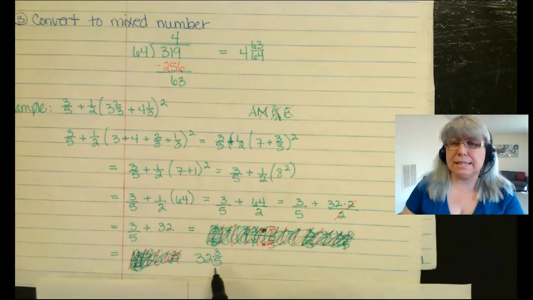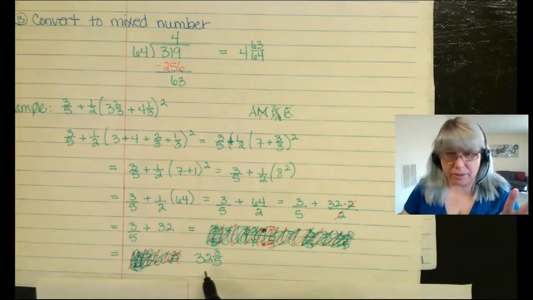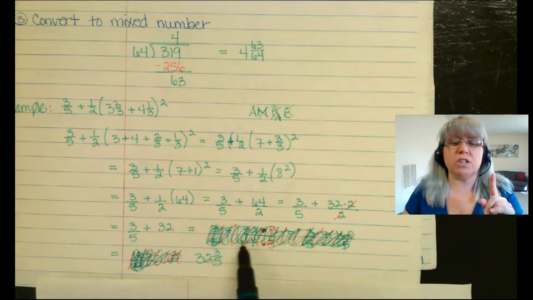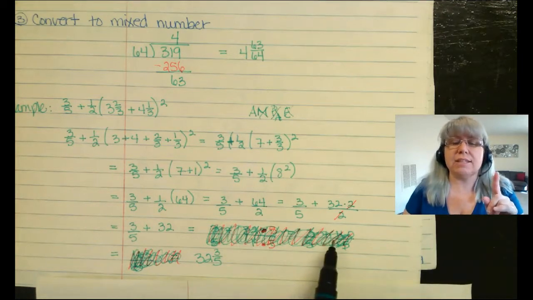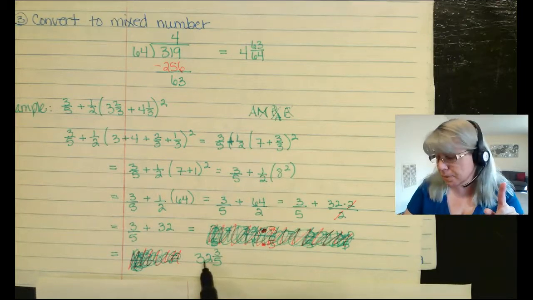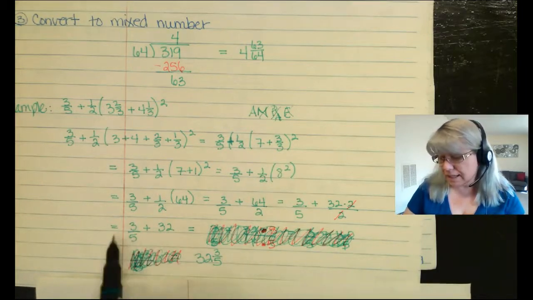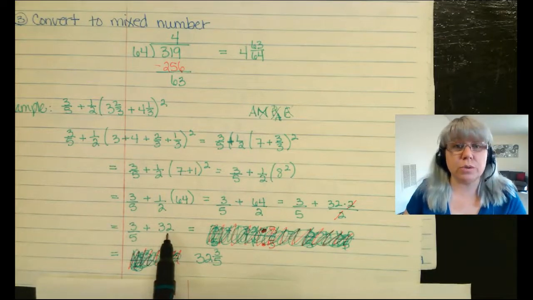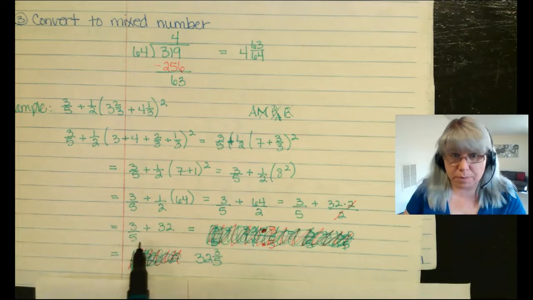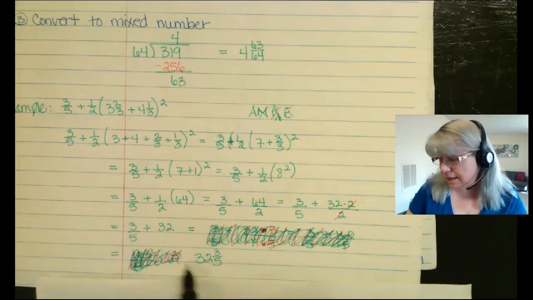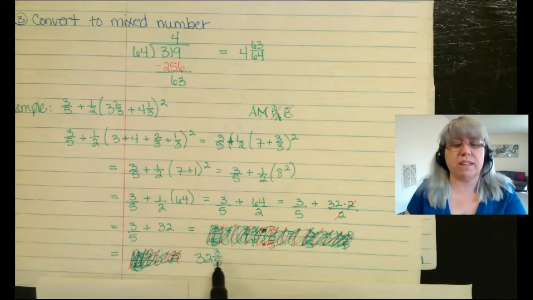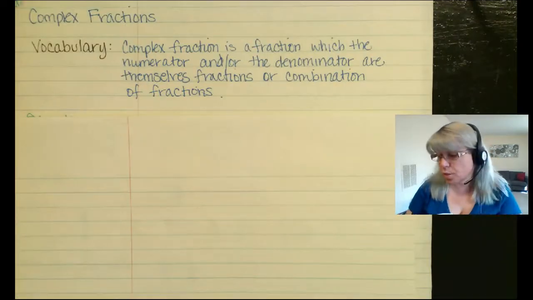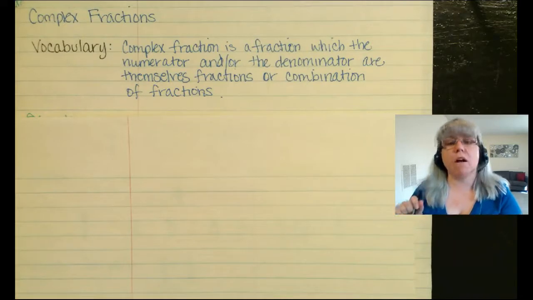In essence, I skipped 2 steps by just kind of being clever about this. First step is finding common denominator, doing the addition, and then the second step is converting that improper fraction back to a mixed number. So just by recognizing that 3/5 plus 32 is the definition of a mixed number, I can jump to saying that it is 32 and 3/5. All right, let's change gears just a wee bit, and let's talk about complex fractions.